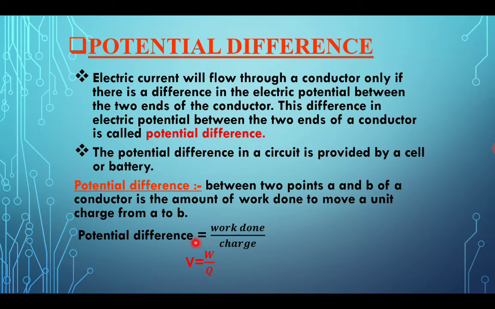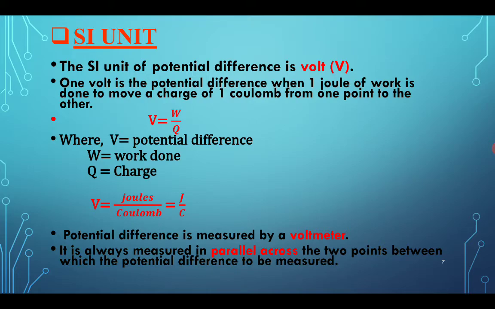So the formula for potential is V equals W upon Q, where V represents the potential difference, W represents the amount of work done, and Q represents the total amount of charge. Similarly, the SI unit for potential difference is volt.